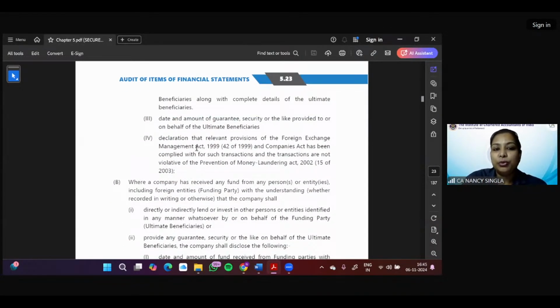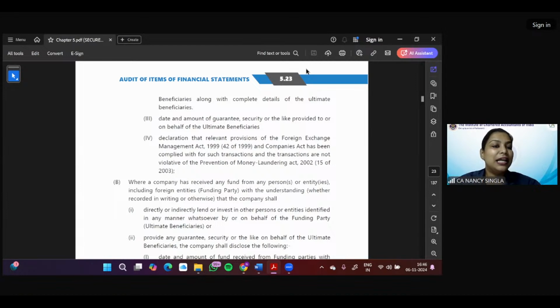Right? And the fourth point says that a declaration. So X Limited is going to give a declaration in the notes to accounts that relevant provisions of the Foreign Exchange Management Act 1999. So the Foreign Exchange Management Act becomes applicable when the amount is transferred from one country to another.